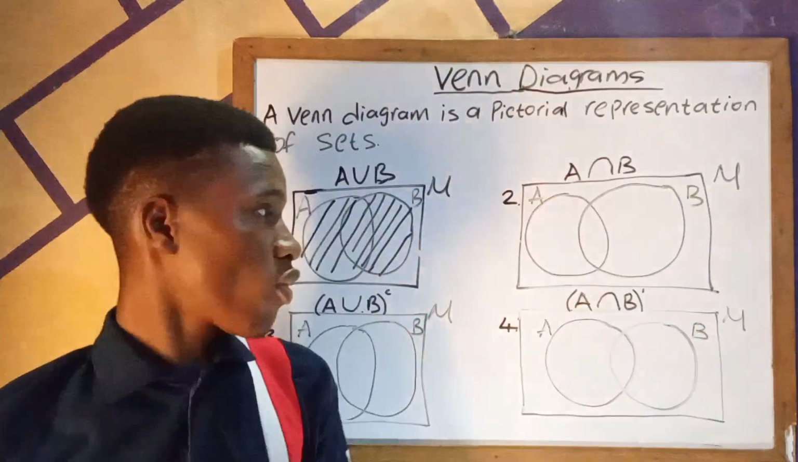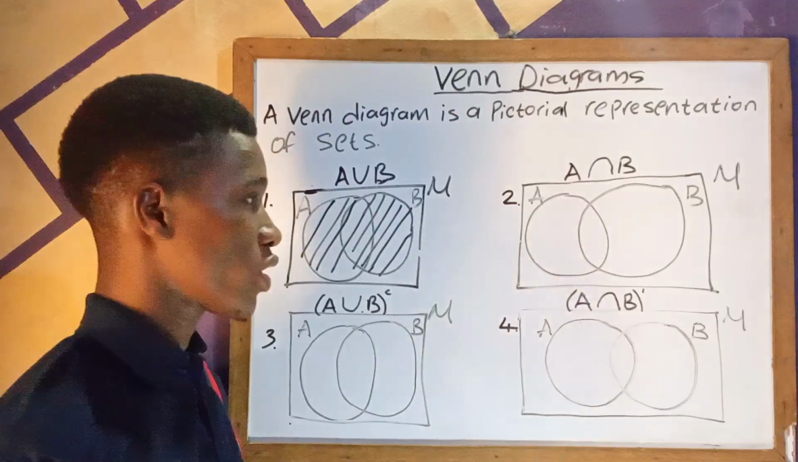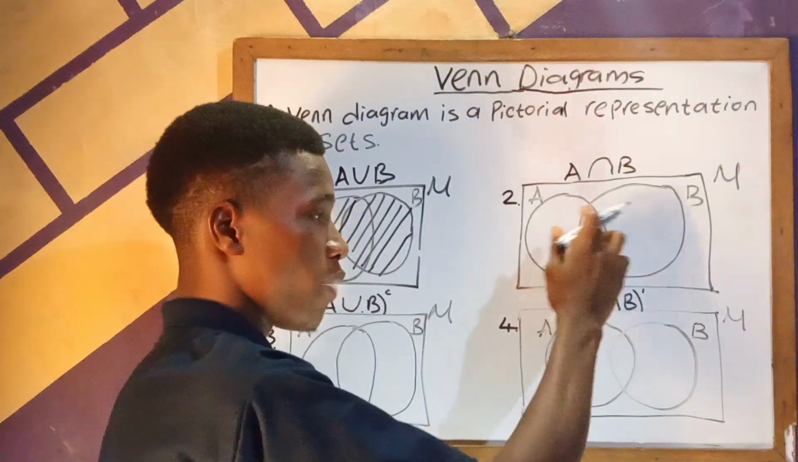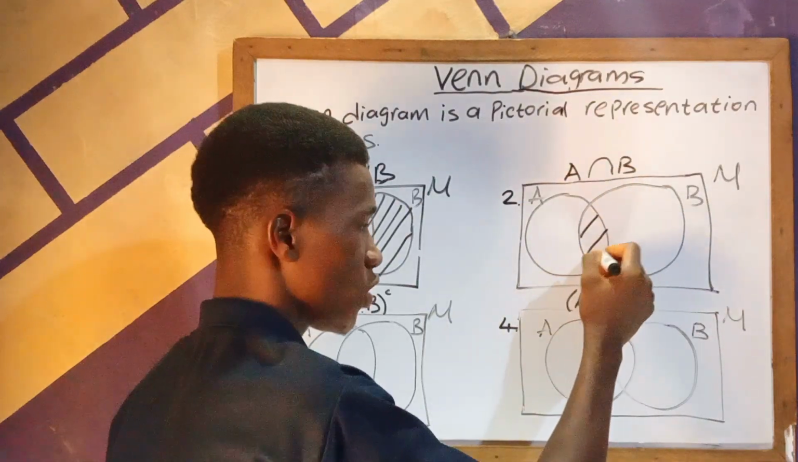Now this second one, we have A intersection B. From the definition of intersection, A intersection B is the set of elements that are both in A and in B. So if you look here closely, you see the intersection of A and B.